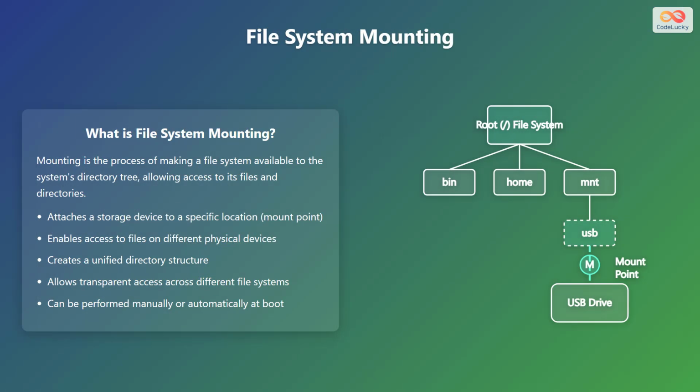Mounting is the process of making a file system available to the system's directory tree, allowing access to its files and directories. Mounting attaches a storage device to a specific location, which is a mount point. It enables access to files on different physical devices and creates a unified directory structure. It also allows transparent access across different file systems and can be performed manually or automatically at boot. The diagram shows a mount point labeled USB inside the mount directory. There is a dotted line showing the connection and the label M, along with the text mount point.